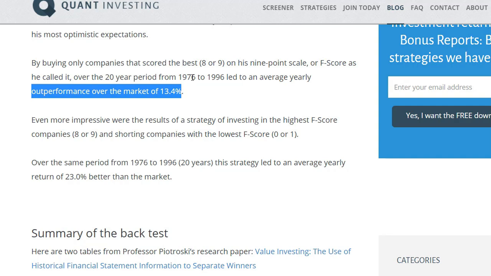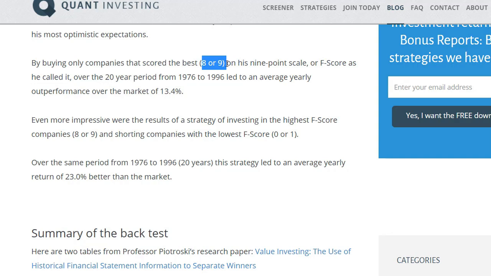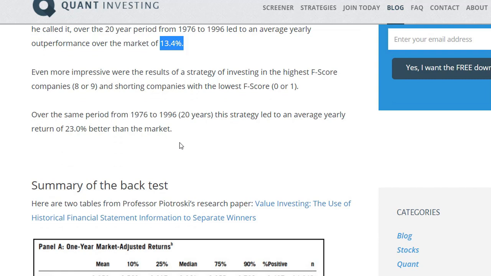I know he would have been buying a huge bunch of stocks here because he was testing a large universe, but just as research, when buying all of the stocks that had 8 or 9 points in the Piotroski F-score test, he would have outperformed the market over these 20 years by 13.4%. Now, another thing he also tested was, what if he also shorted?